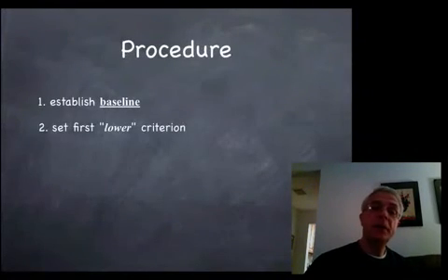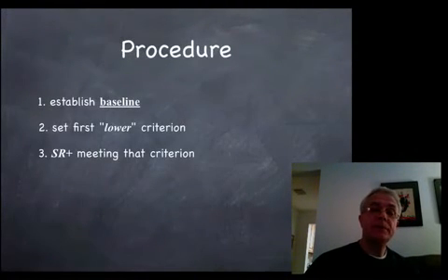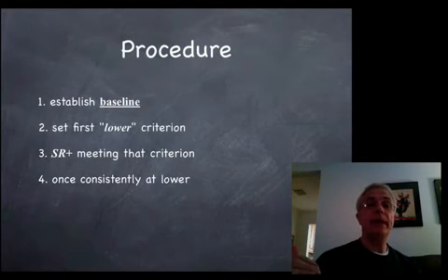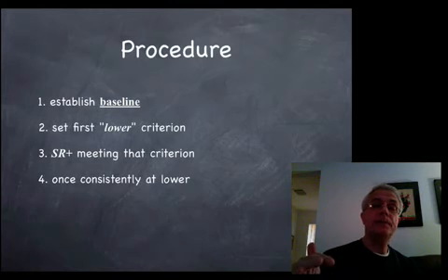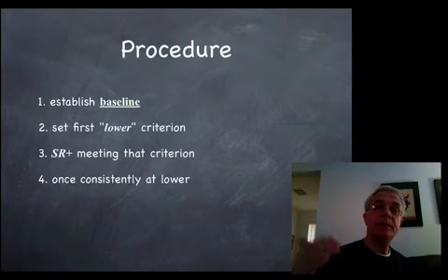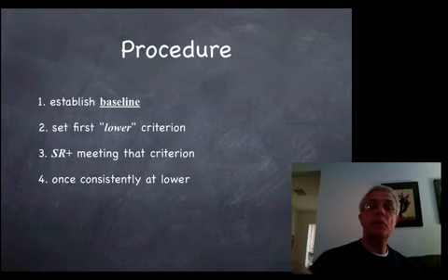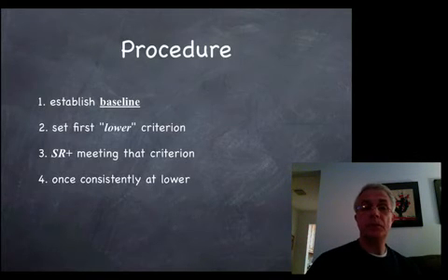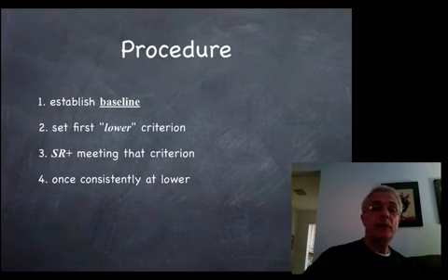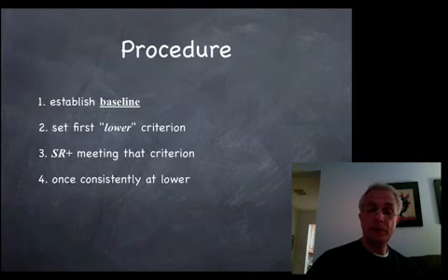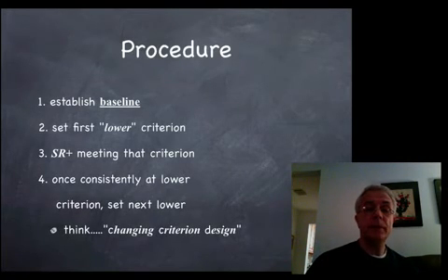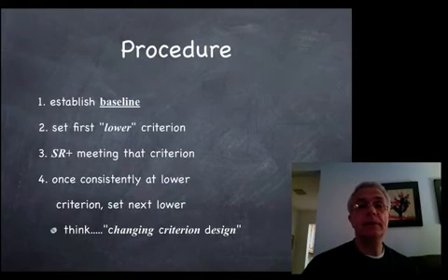So the procedure for DRL: you've established your baseline rate because you need that to determine your first lower criterion. So say a smoker smokes 50 cigarettes a day. You have to know that baseline level. So then your first lower criterion might be 45. If you smoke no more than 45 cigarettes, or no more than 40, then some reinforcer would be applied, right? And reinforce meeting the criterion. And then once consistently at that lower criterion, you set the next lower criterion. It's like the changing criterion design.